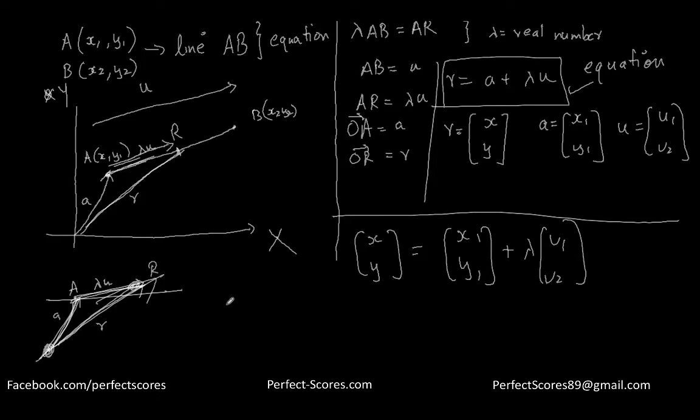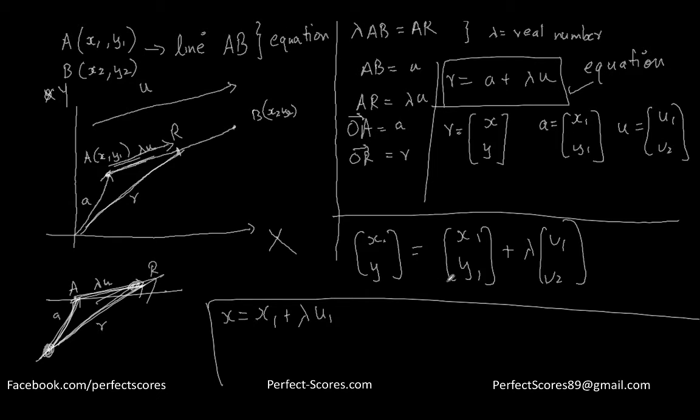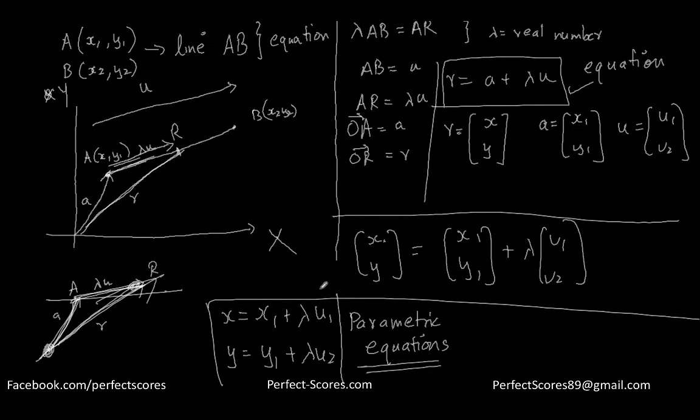So that means from here I can say that x is equal to x1 plus lambda u1, and y is equal to y1 plus lambda u2. So this is what I get from here. Both of these equations are known as parametric equations. I hope you're able to understand what I've just done here.